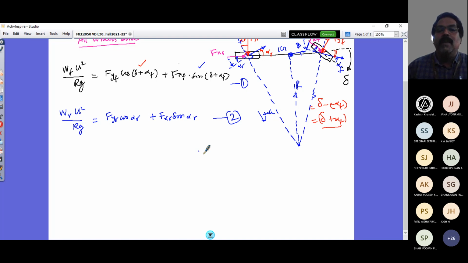Right. So what is my governing equation of my steady state motion? I'm taking bicycle model. I'm writing my steady state motion. In that, I'm going to substitute my slip angles, which is influenced by the drive forces.